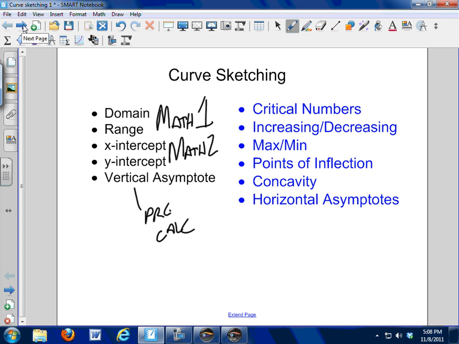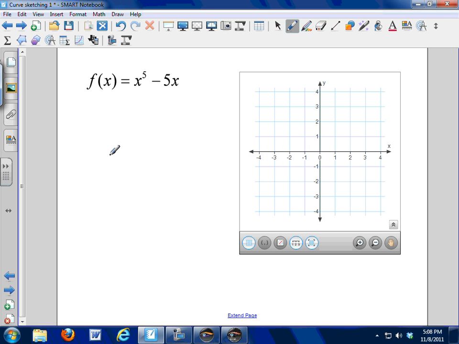So what we're going to do with curve sketching is we're going to give you an equation, and you're going to use all these math things in your power to come up with the graph. So we're going to start with x to the fifth minus 5x, okay?